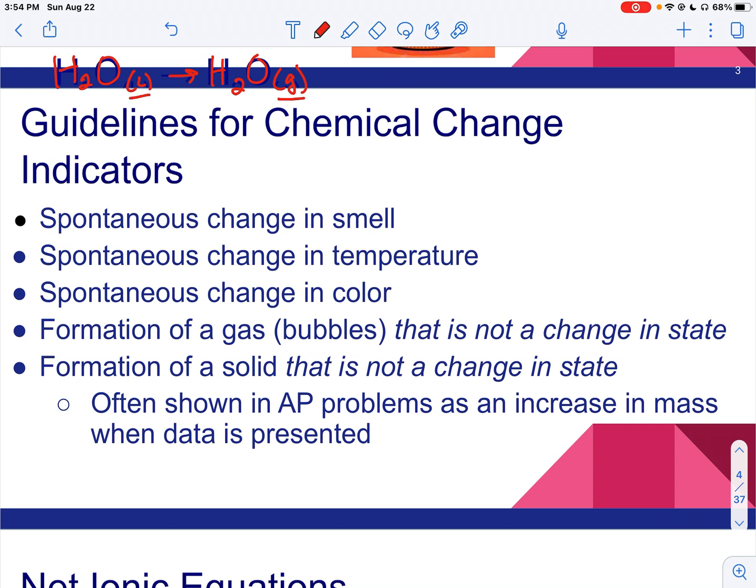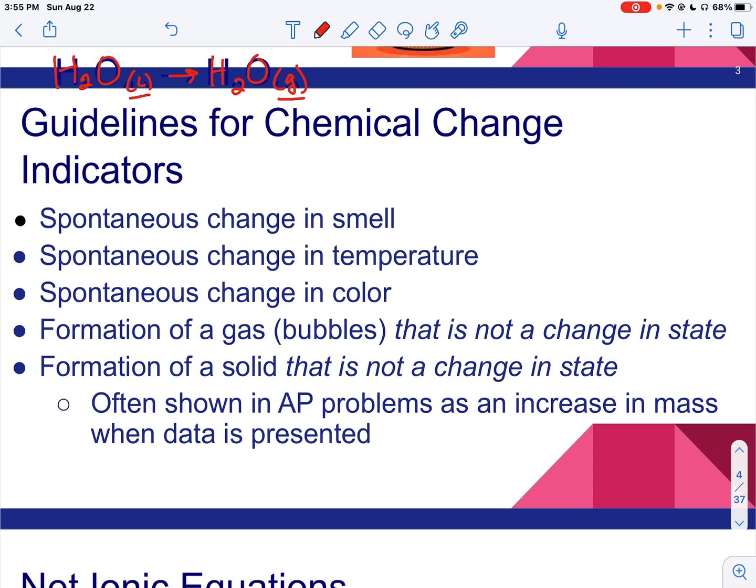One thing that shows up a lot in AP is they give you a data table and they say, okay, before the reaction, it weighed this much. After the reaction, it weighed this much. Okay, and there'll be an increase in mass. That's formation of a solid. The reason people get tripped up by this is because they forget about air. So they think, oh, there's nothing for it to react with, so it can't be a reaction.